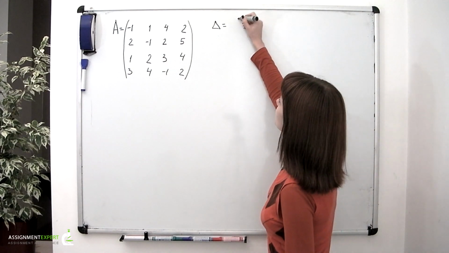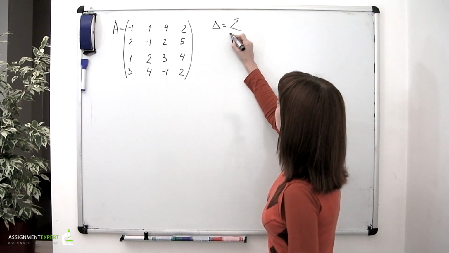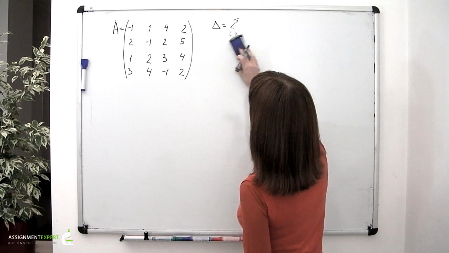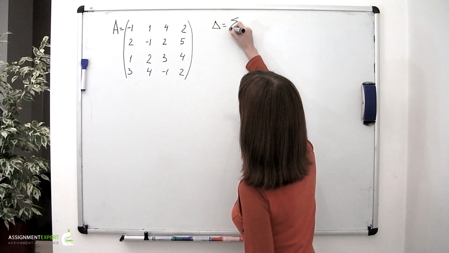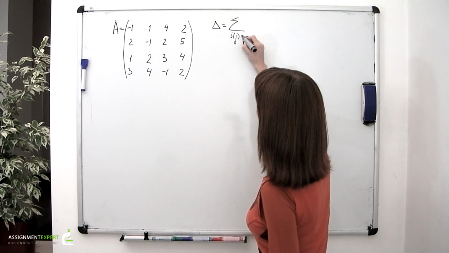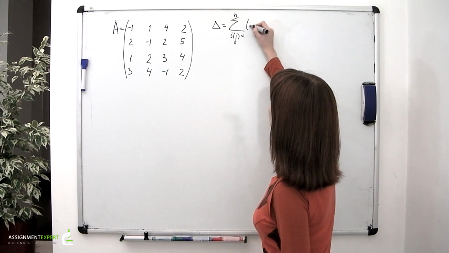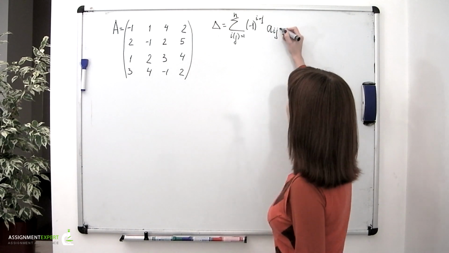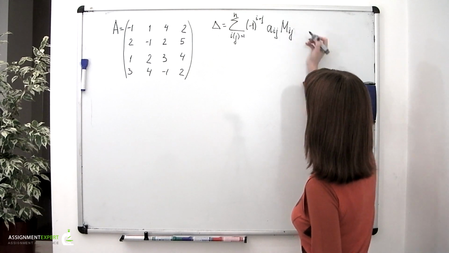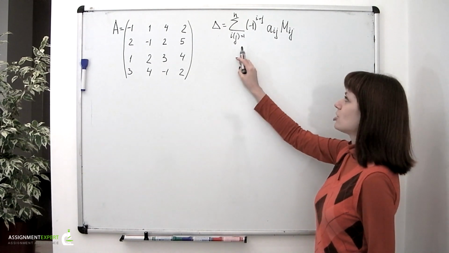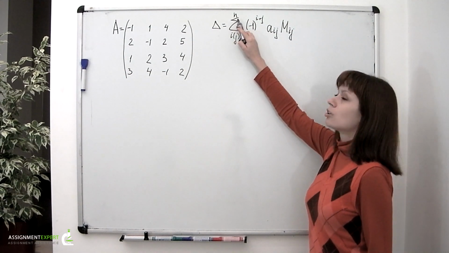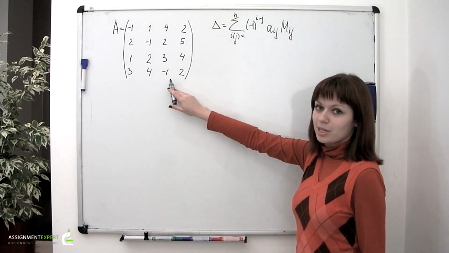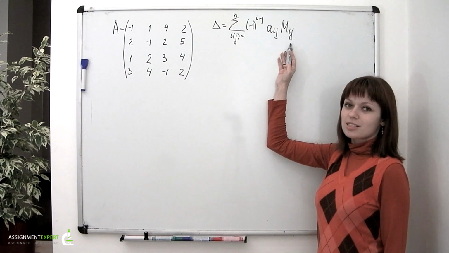Delta, which is the determinant, equals a sum for i or j from 1 to n of -1 to the power of i plus j times a sub ij times m sub ij, where i is the number of the row, j is the number of the column, n is the number of rows or columns in the given matrix, a sub ij is the entry of the given matrix number ij, and m sub ij is the corresponding minor.